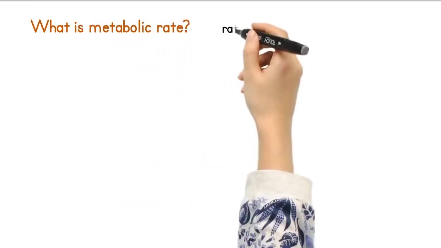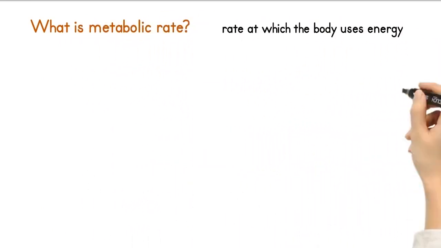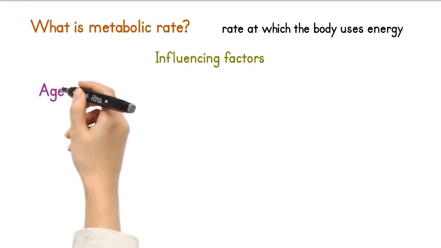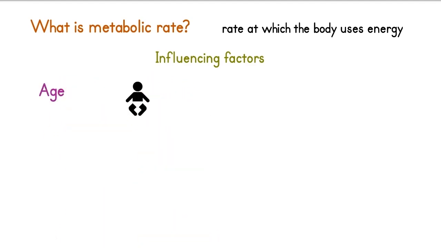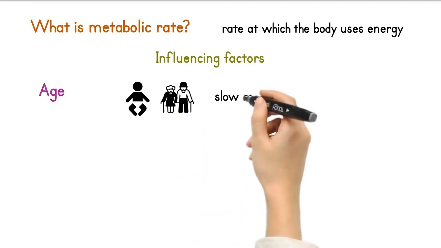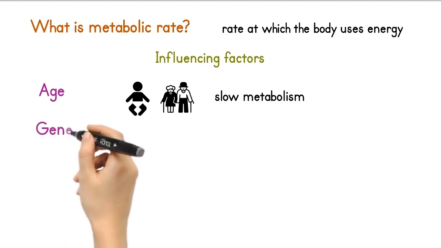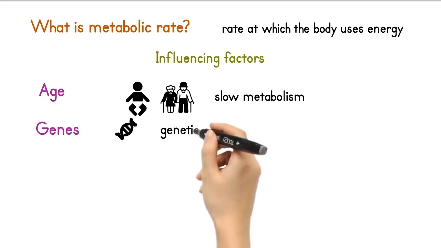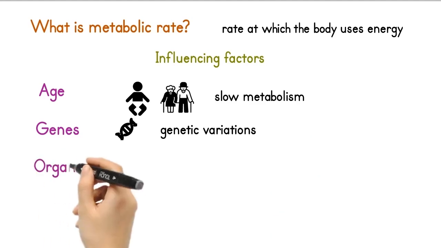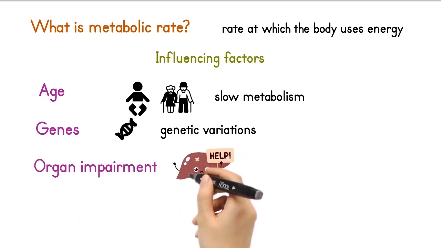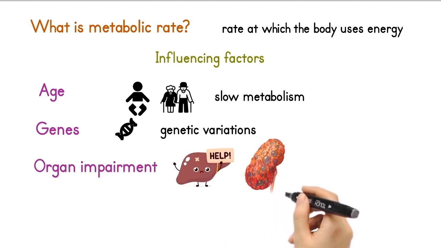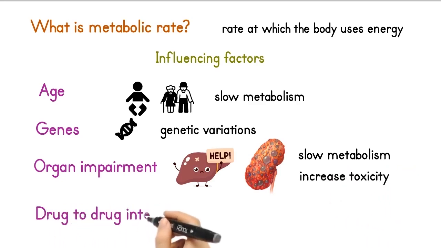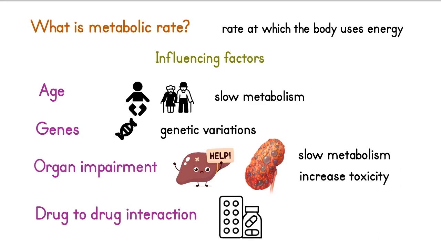What is metabolic rate? It is the rate at which the body uses energy. It is influenced by various factors. Metabolic rates can vary with age. For instance, neonates and the elderly often have a slower metabolism. Genetic variation can affect enzyme activity, leading to differences in how individuals metabolize antibiotics. Impaired liver or kidney function can slow metabolism and excretion, potentially leading to toxicity. Other medications can induce or inhibit the metabolic enzymes, altering the metabolism of antibiotics.